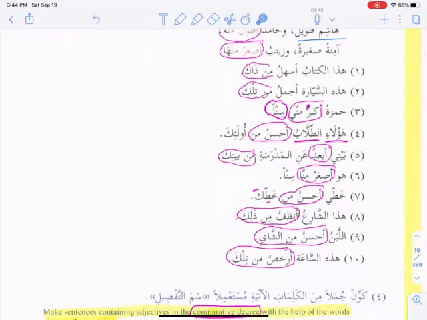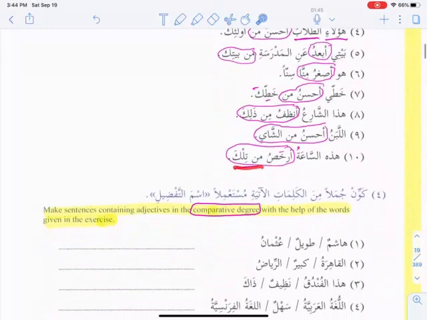And then now we have here hazihi sa'atu. This watch. Hazihi is mubtada, sa'atu is badal, arkhasu, more inexpensive than that watch. Hazihi sa'atu arkhasu min tilka. Did you get the idea?